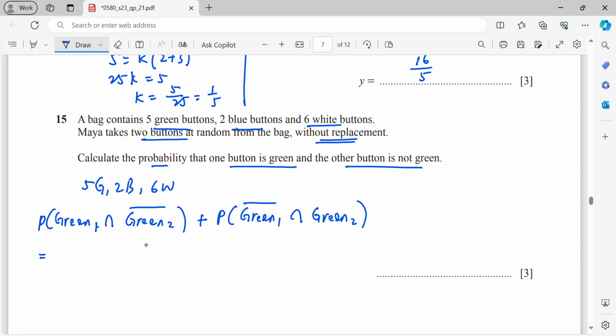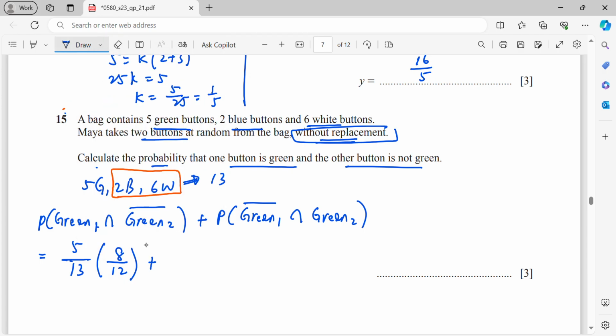So from here the total buttons is basically 5 plus 2, 7, plus 6, it is 13. Initially there are 13 buttons in the bag, so the green one will be 5. But since it is without replacement, after you have taken 1 button, the bag only has 12 buttons left. Now we need to get non-green, so non-green will be 2 plus 6 buttons, therefore 8 non-green buttons. So firstly, non-green button, 8 over 13, and then you times with the green button.